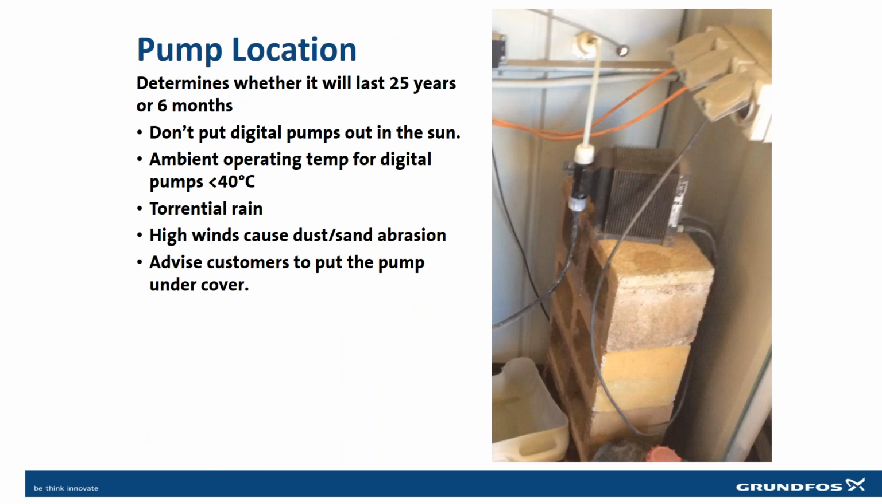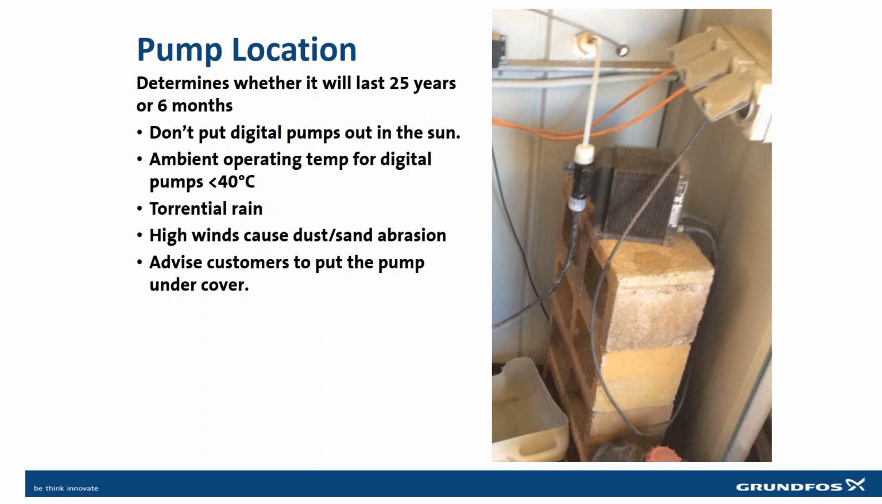And finally, pump location. Pump location will determine whether the pump will last 25 years or 6 months. Don't put digital pumps out in the sun. Digital pumps have LCD screens. LCD screens go black when they get too hot. They can destroy the LCD screen. There's certainly a limit to the operating temperature of most pumps, but for digital pumps it's certainly below 40 degrees C. So if you're putting it out in direct sunlight in the middle of summer, the temperature on a pump can get up around 65, 70 degrees C. The pump's really not going to last very long.